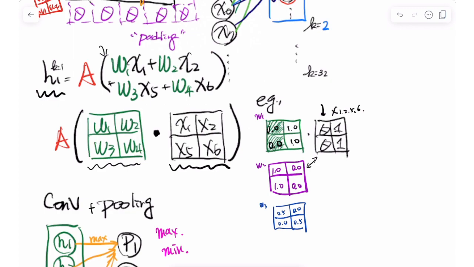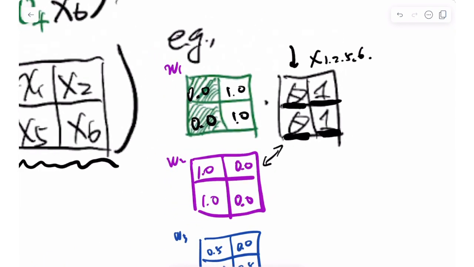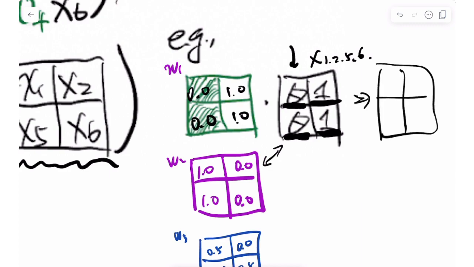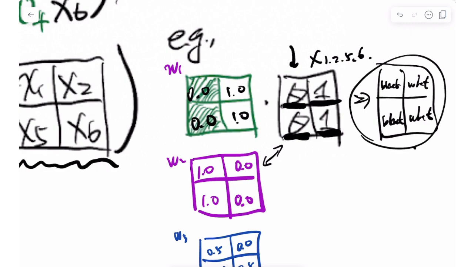Okay, so basically, if x1 is 0, x5 is 0, x2 is 1, and x6 is 1, that means, okay, 0 means black, right? 1 means white. That is a small piece of image, right? It has 4 pixels, 2 by 2, and the pattern is like this one.